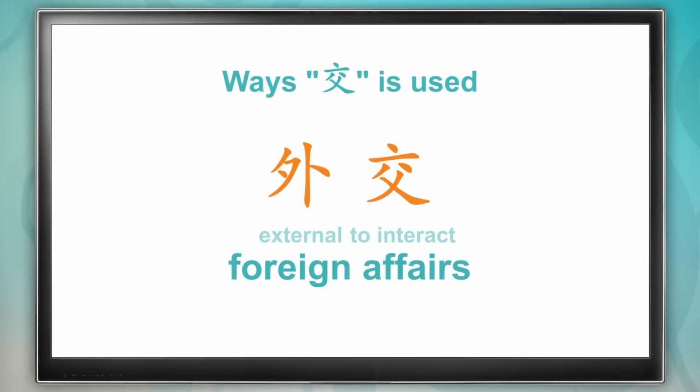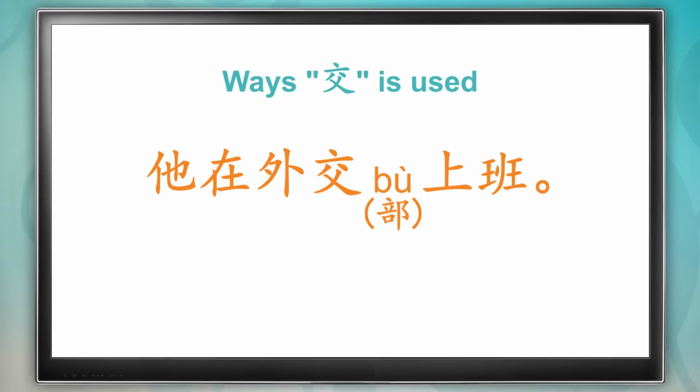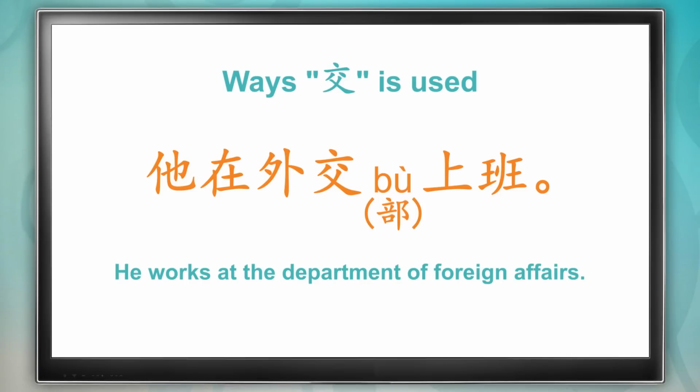Let's use it in a sentence. Read it with me. 他在外交部上班. Good! This means he works at the Department of Foreign Affairs.